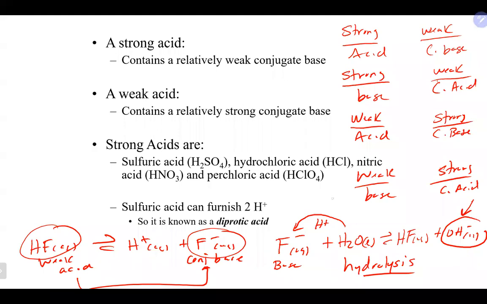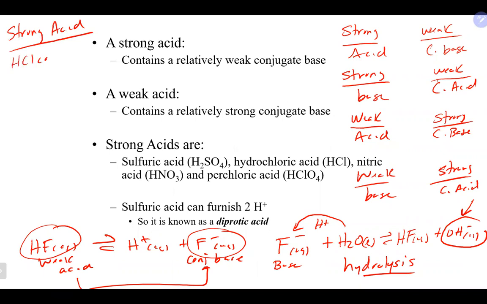Any questions on that there? Okay, so how do we know if something is a strong acid or not? There is sort of a list of some strong acids which are really good to know for this class and future classes, especially 1B if you're continuing on that way.